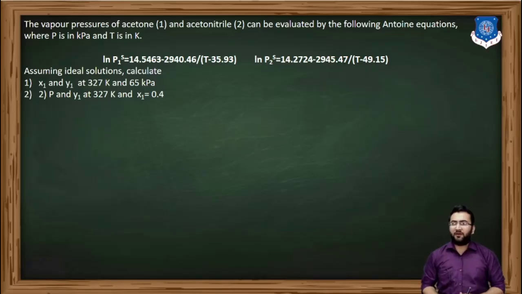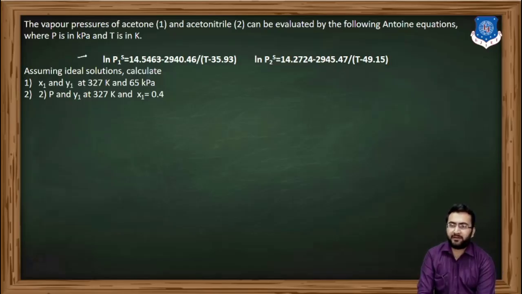The vapor pressure of acetone and acetonitrile can be evaluated by the following Antoine equation, which is given like this. Then, assuming an ideal solution, we have to find out the values of x1 and y1 at 327 Kelvin and 65 kilopascal. This is a different type of numerical compared to the previous two, and we have to find the value of P and y1 at 327 Kelvin, where the value of x1 is 0.4.